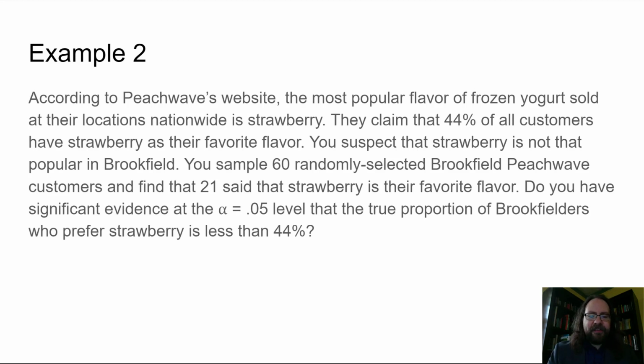So in this case, notice that our alternative is the opposite direction. We don't think it's more than 44, we think it's less. And maybe it's because you have a lot of friends that go to Peachwave and they say that they don't prefer strawberry, and if you recall from the last video, that would be using the availability heuristic. Just because the information close to you says that doesn't mean that's actually true. So let's go through the actual process of how we would do this test.